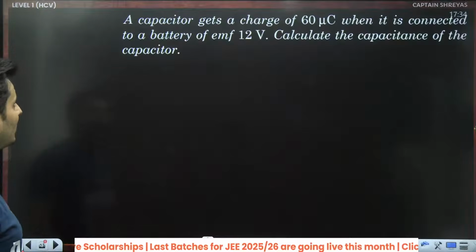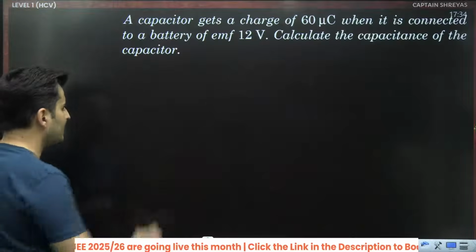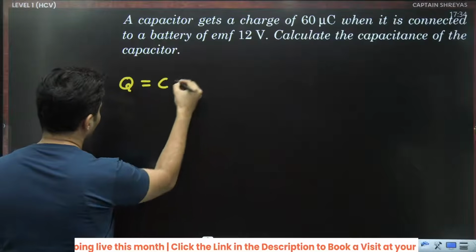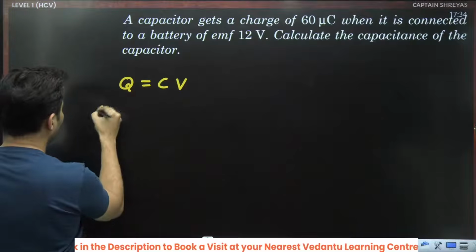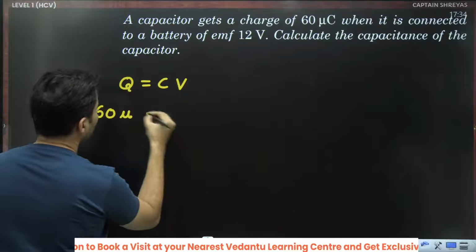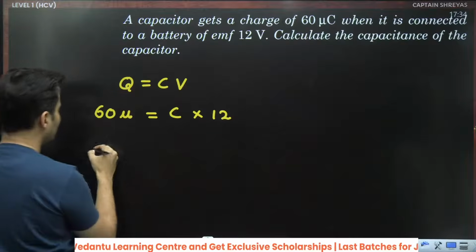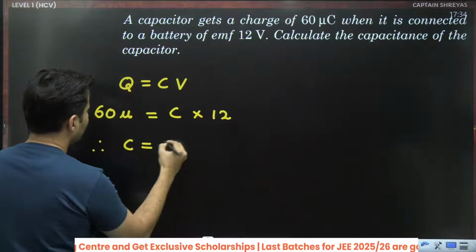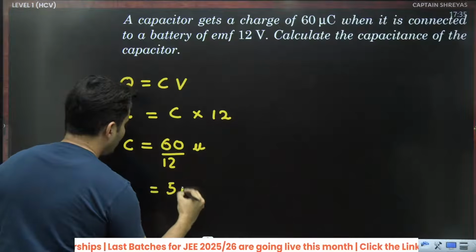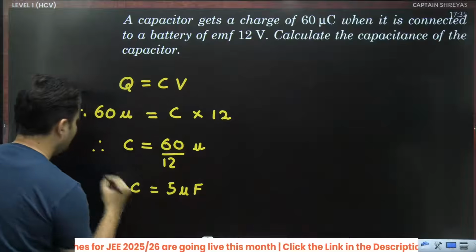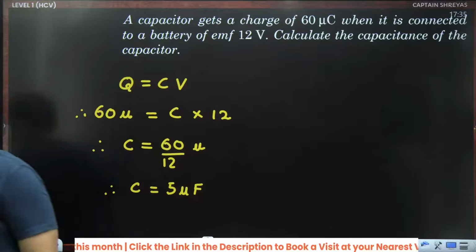Okay. So here is a question. A capacitor gets a charge of 60 microcoulomb when connected to a battery of 12 volts. Calculate the capacitance of it. Since we know charge is equal to capacitance into voltage, charge is 60 microcoulomb. Capacitance, that's exactly what I have to find. EMF is basically 12 volts. So therefore, capacitance will be 60 divided by 12 micro. 60 divided by 12 is 5. So 5 microfarad is the correct unit. So capacitance will be 5 microfarad. As simple as that. Right?